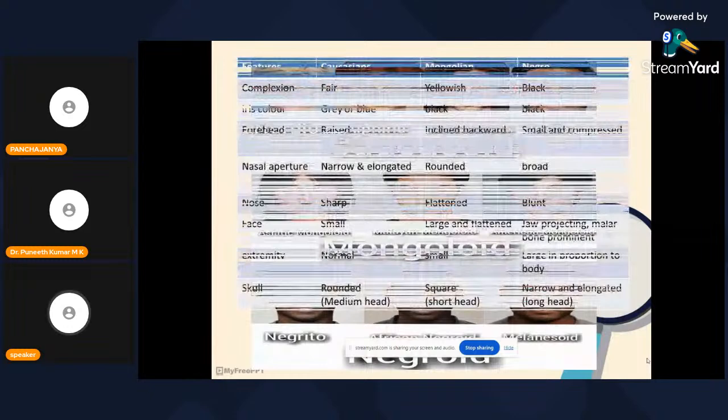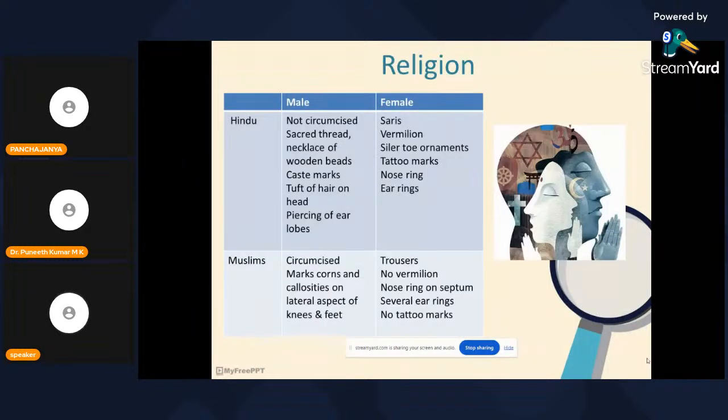Okay. And then, for Hindu males, it is over. For Muslim males, circumcision will be done, and it's their custom. And then there are marks of callosity on the forehead and the lateral sides of the knee and the feet, because of the position held while doing the namaz.